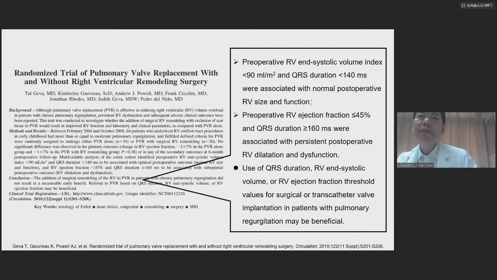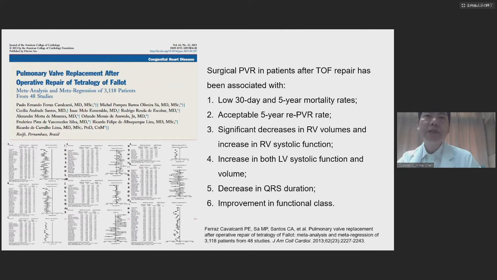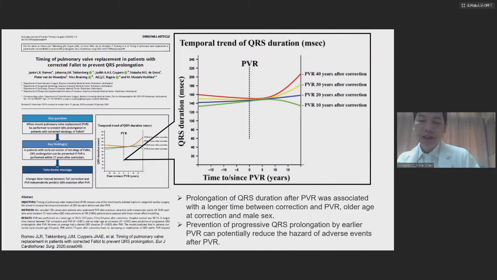Surgical pulmonary valve replacement results in a good outcome for continuous pulmonary regurgitation, including low 30-day and 5-year mortality rates and an acceptable 5-year PVR rate, significant decreases in RV volumes and increase in RV systolic function, increase in both LV systolic function and volume, a decrease in QRS duration, and improved NYHA functional class. This study shows that prevention of progressive QRS prolongation by earlier pulmonary valve repair or replacement can potentially reduce the hazards of adverse events after pulmonary valve replacement. But the best timing is still unclear.